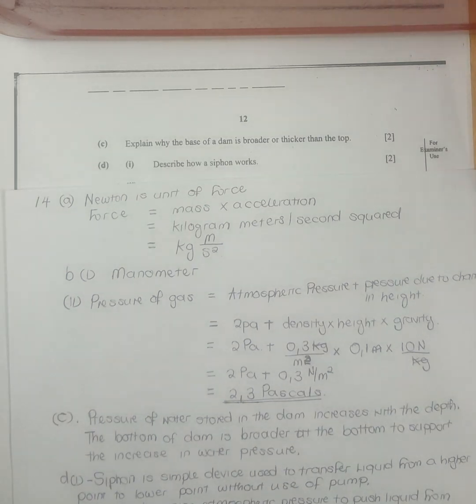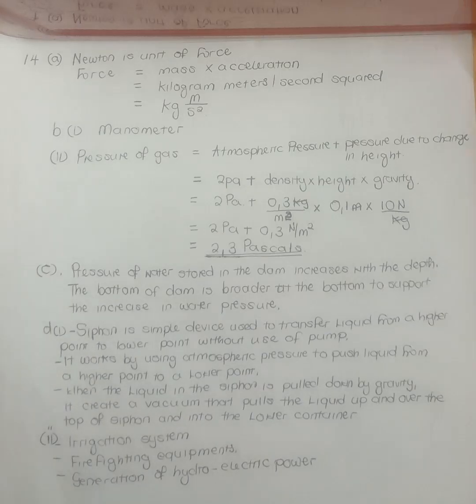And then on D part 1, we are supposed to describe how a siphon works. So a siphon works by using atmospheric pressure to push liquid from a higher point to a lower point. When the liquid in the siphon is pulled down by gravity, it creates a vacuum that pulls the liquid up and over the top of the siphon and into the lower container.